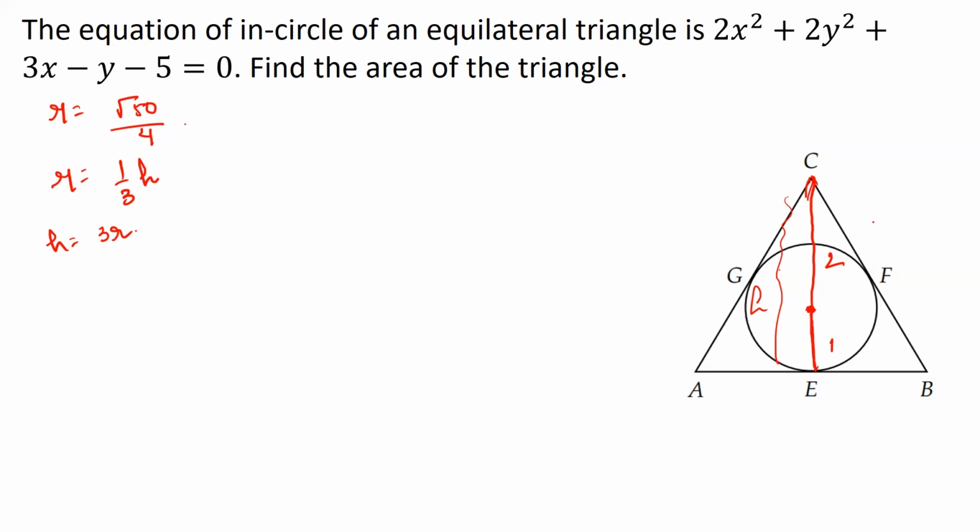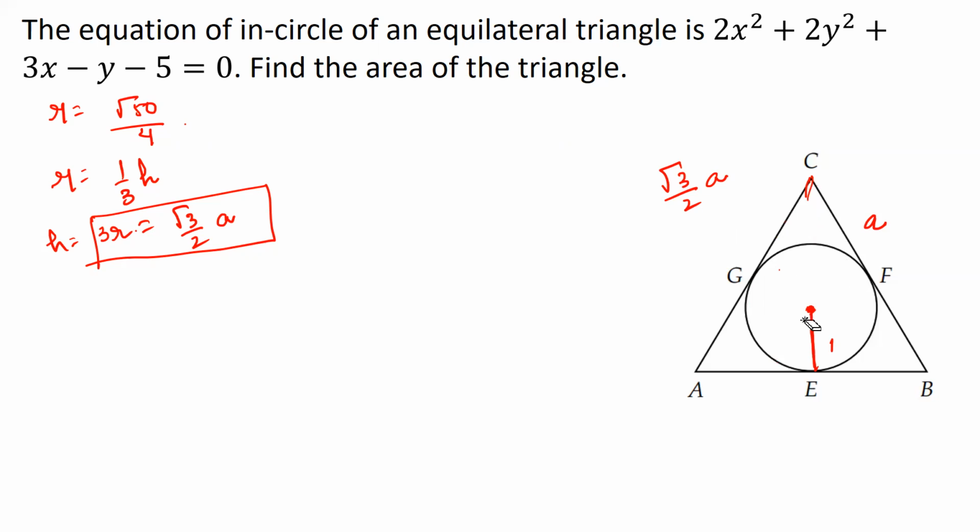And if we assume the side of the equilateral triangle to be a, then we also know that the height of the equilateral triangle is √3/2a. I think you all know this from your secondary mathematics. So this height is actually nothing but √3/2 times a, where a is the side of the equilateral triangle. So if we consider this part, we have a relationship between a and r. So what we need to find out is the area of this equilateral triangle.